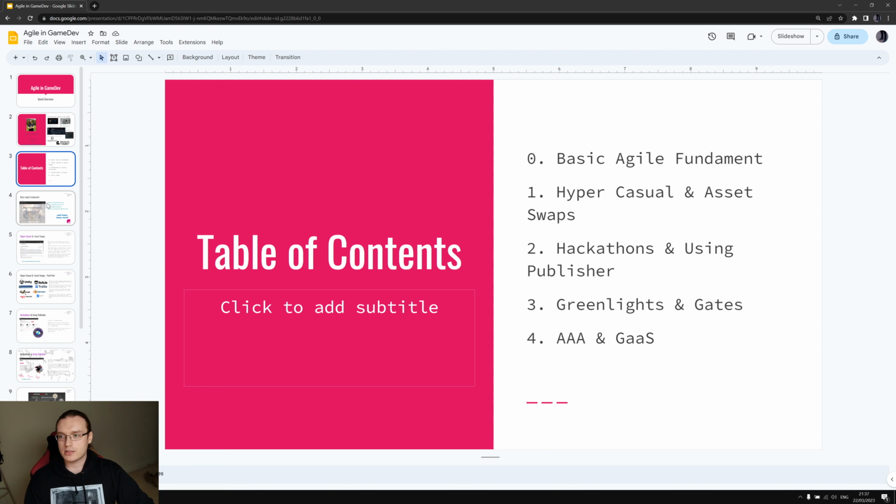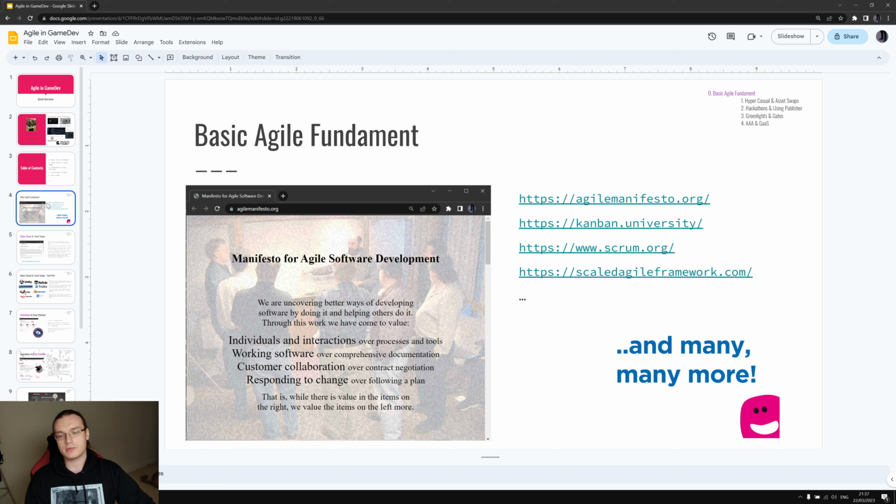So, basic Agile fundamentals, something that I believe everyone in software development needs to know. And as in game dev we have a lot of software development, it's very important for people to understand how it works.